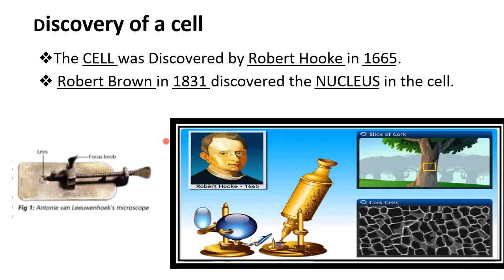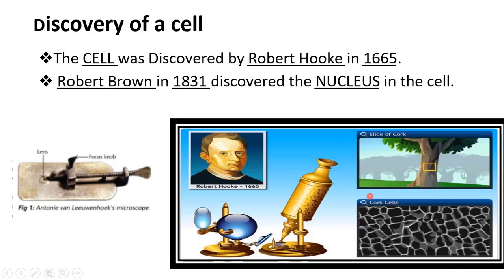Okay, so the cell was discovered by Robert Hooke in the year 1665, and then Robert Brown discovered the nucleus in the cell. Now, what is this nucleus? I'll tell you later on. So you can see the story I told. This was a simple microscope, and he took the cork tissue, and when he placed it under the microscope, he saw some little room-like structures. Since these little rooms in Latin are called cella, Robert Hooke called it a cell.